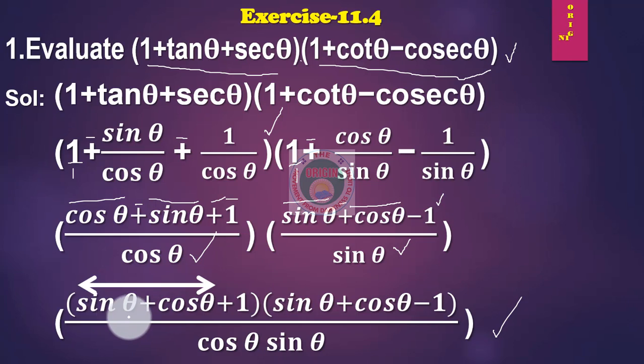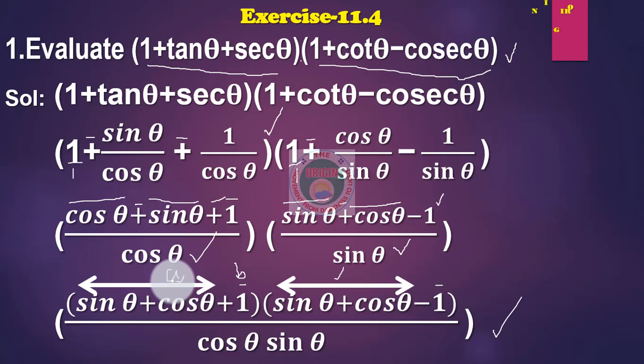Observe here: sin theta plus cos theta here, and sin theta plus cos theta there. Two are the same, and here 1 and here 1. These are the same. Assume sin theta plus cos theta is A and 1 is B. This is A and this is B.